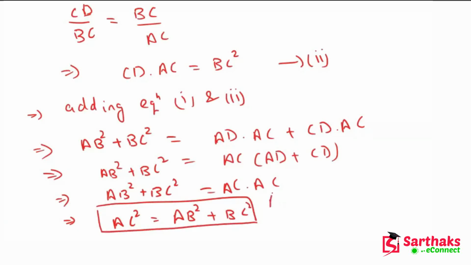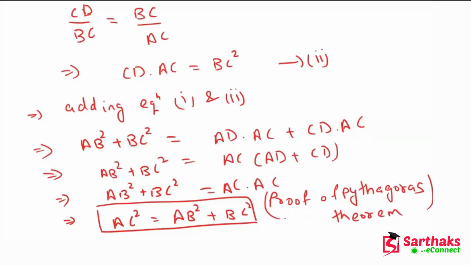So this is the proof of Pythagoras theorem. So my dear friends, I hope you understand how to prove the Pythagoras theorem. First of all, this theorem was earlier given by an ancient Indian mathematician, Bodhya, about 1800 BCE. Okay, so now let's move on.